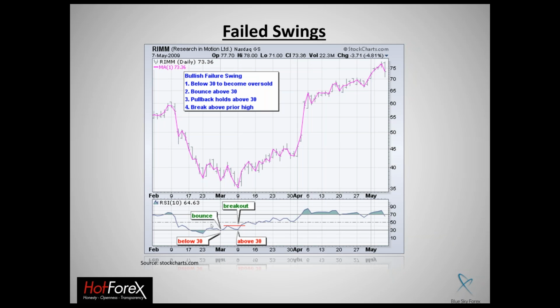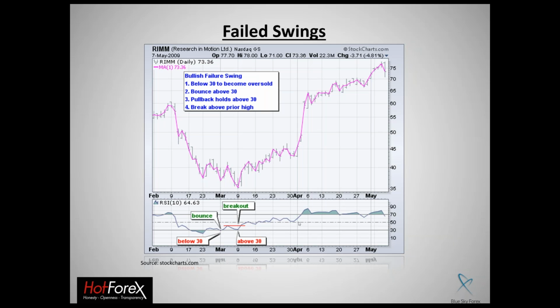Okay, so it will create this W formation with the RSI. If you see a W with all the conditions that I mentioned met, then it's a good trade to go bullish. And it's vice versa with a bearish failure swing.